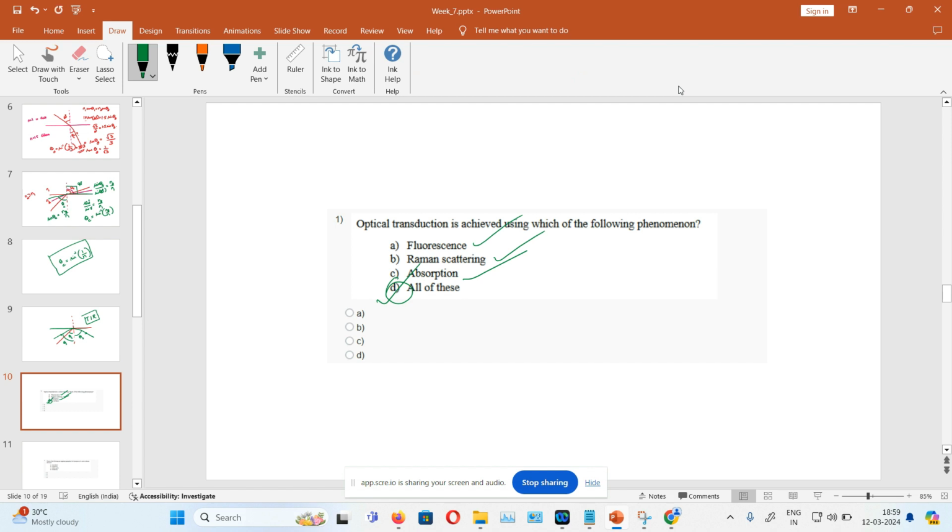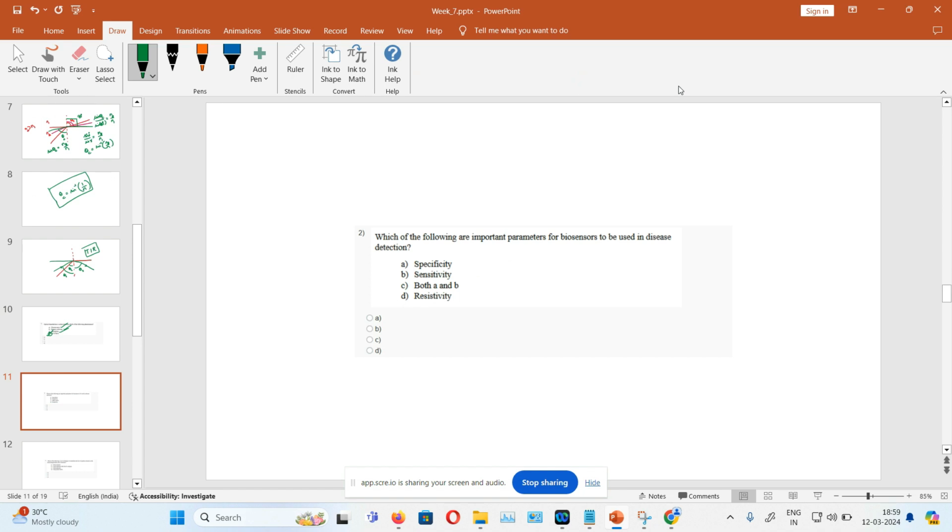So let us move to the second question. Which of the following are important parameters for a biosensor to be used in disease detection? A sensor should detect a particular property. I have a sample, and the sample will have different properties: property A, property B, property C.